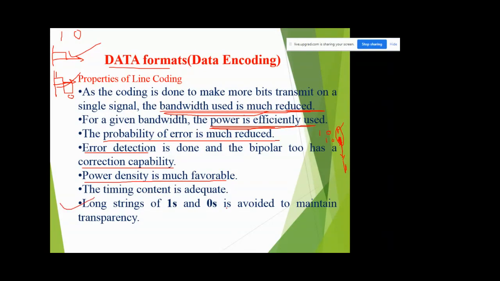The long strings of 1s and 0s are avoided to maintain transparency. Already we know what happens if you transmit a long sequence of ones and zeros. There is a major probability of losing synchronization. But if you represent a long sequence of ones and zeros using different data formats, we can avoid the loss of synchronization if we use a proper data format. So these are some properties of data formats.